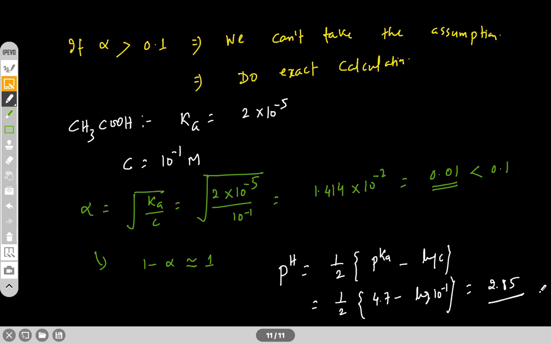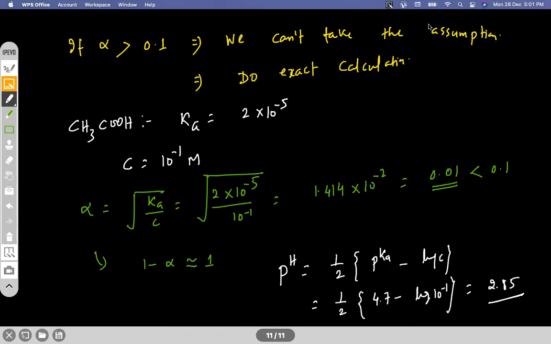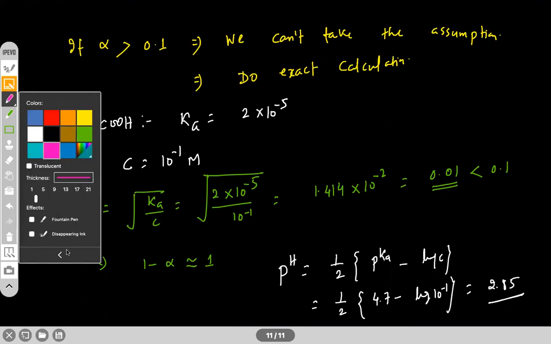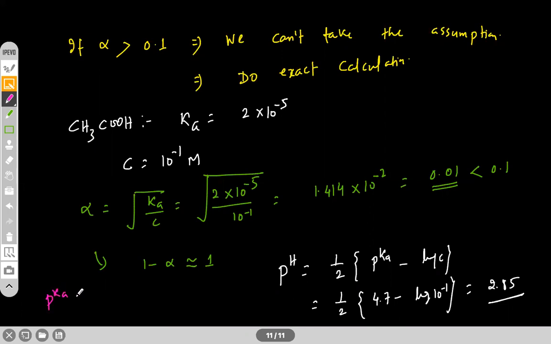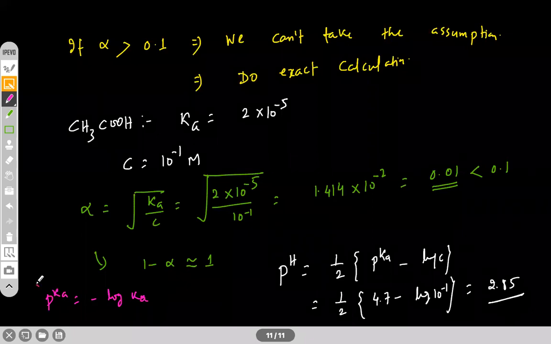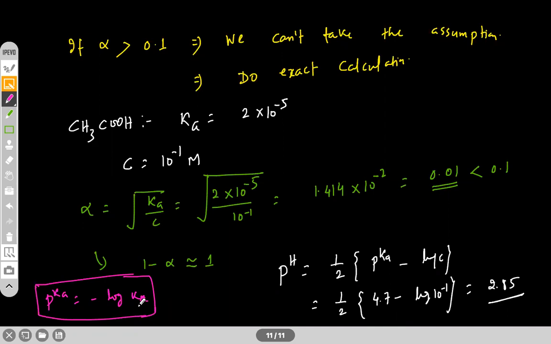Tell me, any doubt in this? pKa we haven't discussed. I told you, pH is minus log of H plus, so pKa is minus log of K. This is the formula we have. Any doubt in this? No?